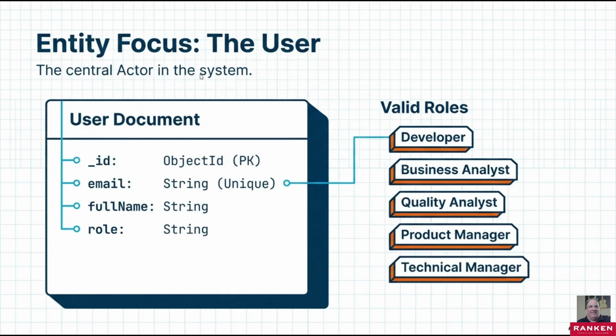The central actor in the system is basically the user, right? And the user could have different roles. It could be a developer, a business analyst, a quality analyst, a product manager, a technical manager. If you want additional roles besides these, you can do that as well. You don't have to only have these roles, but there are some requirements within these labs and the final project that are looking for these things because there are rules around them. So these should be your base ones.